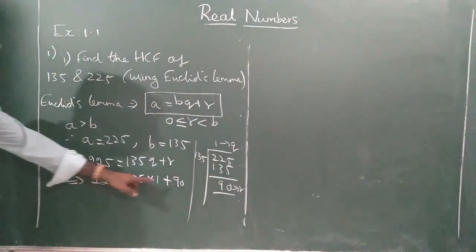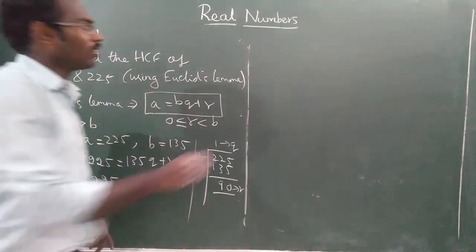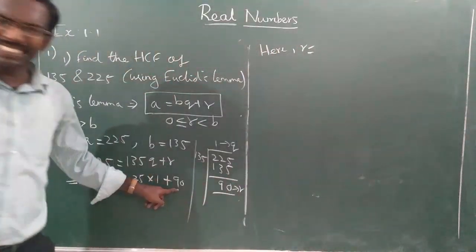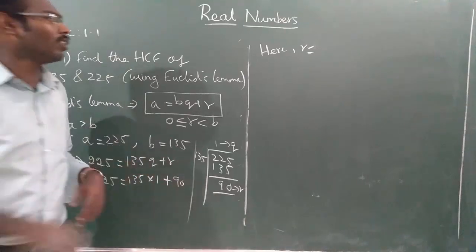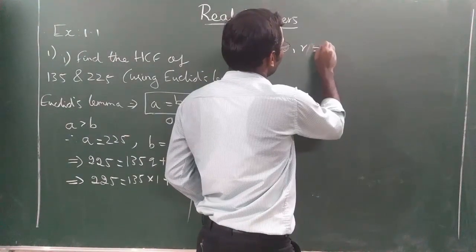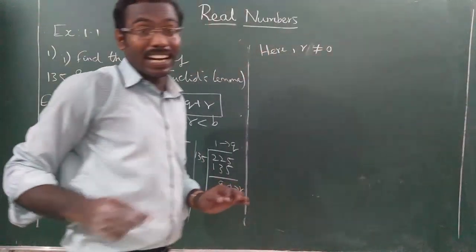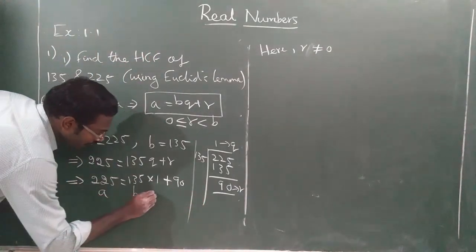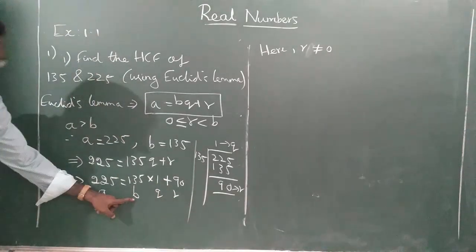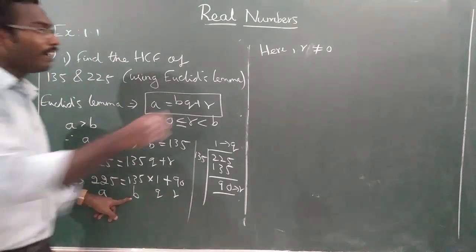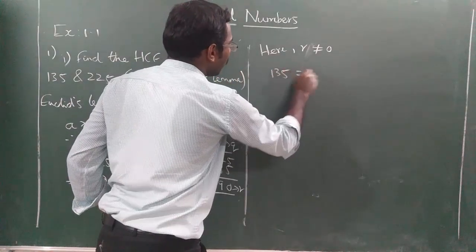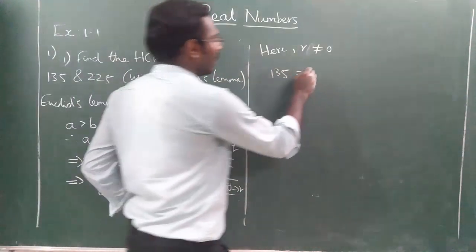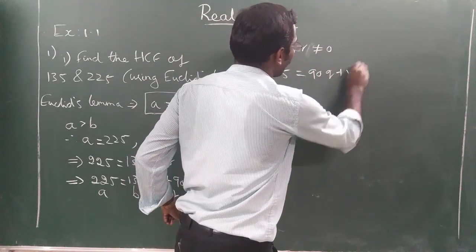Okay, so now check the remainder. Remainder is not equal to 0. Here, remainder is what? Remainder is 90. 90 is not equal to 0. So remainder is not equal to 0. If remainder is not equal to 0, then this is A, B, Q, R. B will come as A. B is 135. So 135 is equal to, then R will come as B. R is 90. 90 into Q plus R.